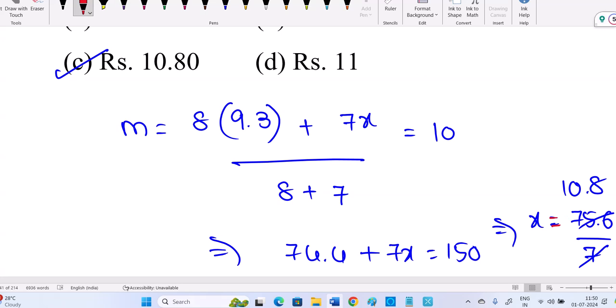Mixed ratio is given, so go with the (ax plus by) divided by (x plus y) model. No need for a butterfly diagram. For understanding, you can draw it also. Directly you can attack like this.